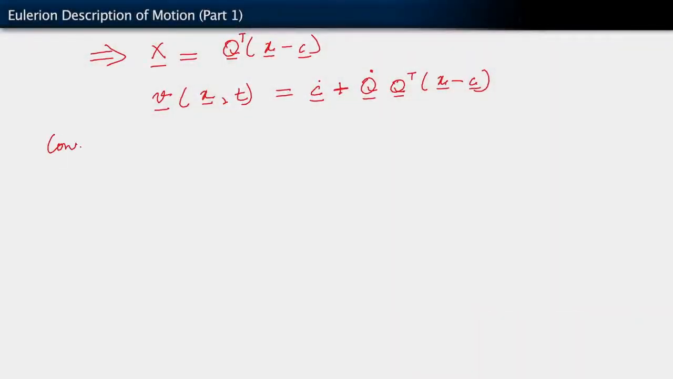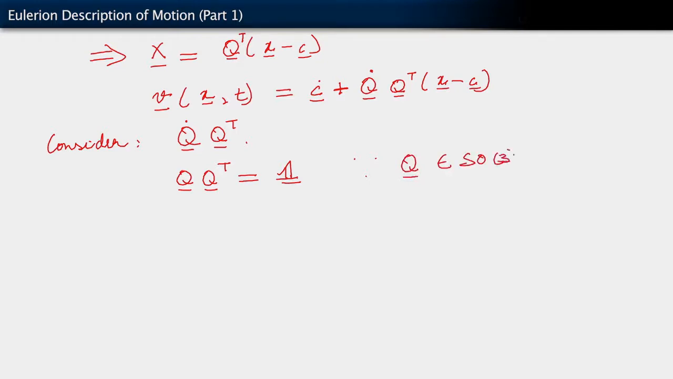In particular, what we're going to do is to focus our attention for about a minute on this quantity, Q dot Q transpose. Okay? In particular, we are going to note that we can rewrite this as follows. Let's start out with Q Q transpose, which, because Q belongs to SO3, is equal to the second order isotropic tensor, right? And this is because Q belongs to SO3, an orthogonal tensor in 3 dimensions.